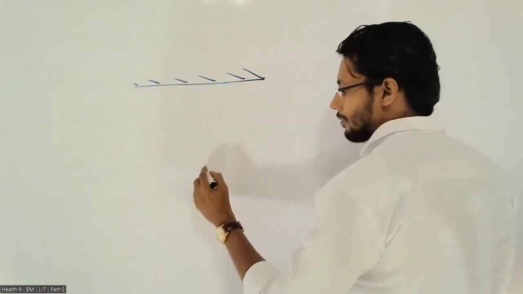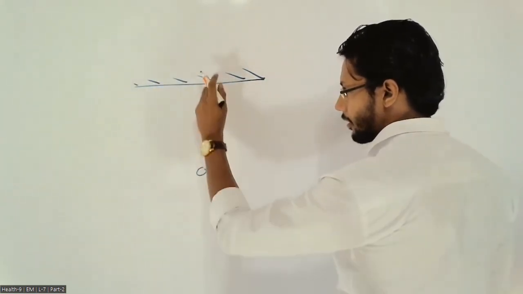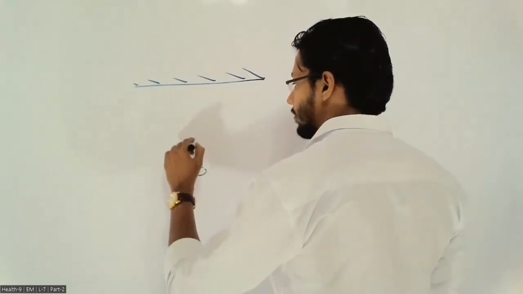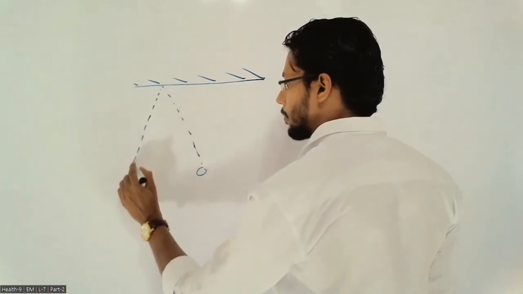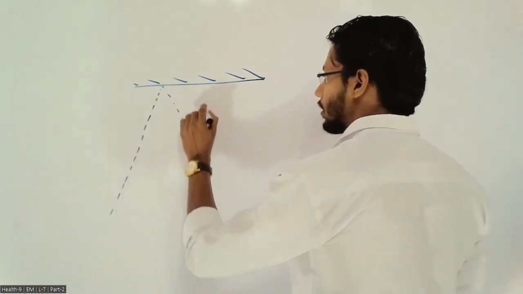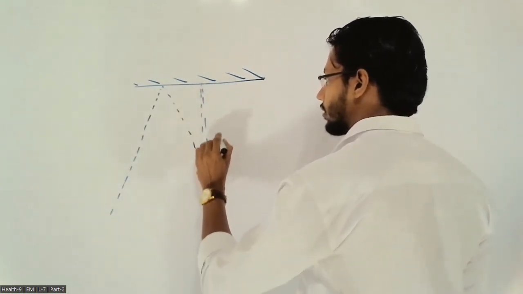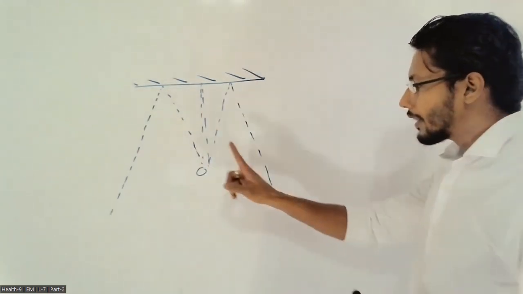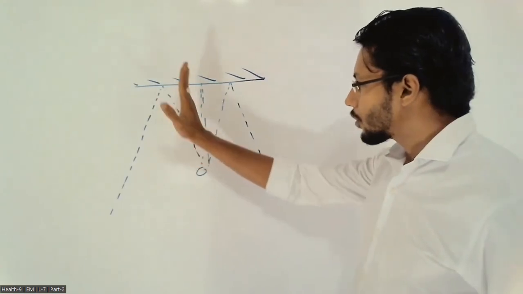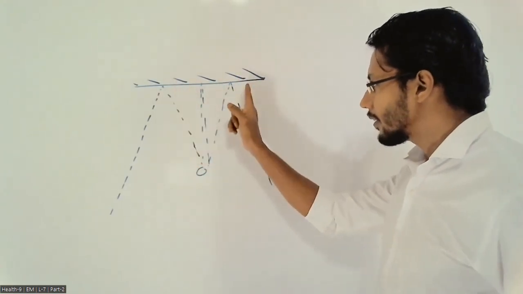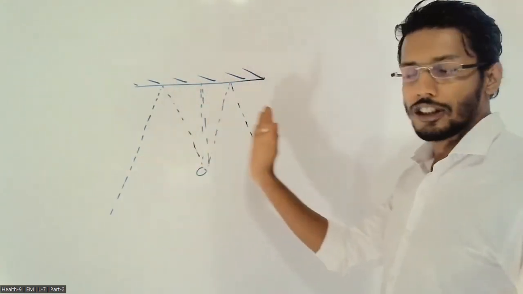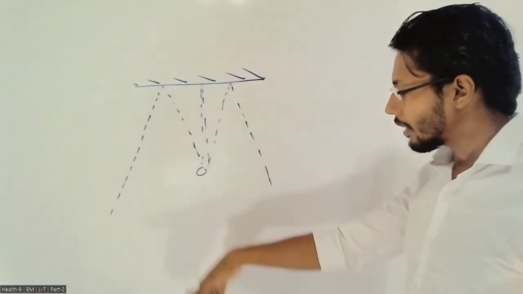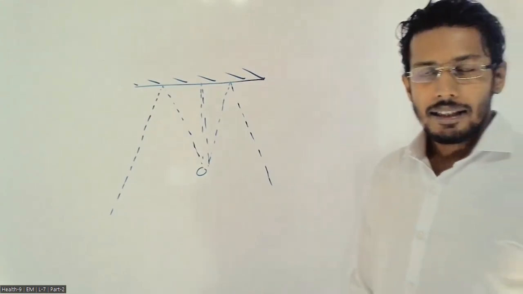Now we can be here with some distance in between the wall and the person. Right? Then we can throw the ball like this. It will bounce back like this. We can throw the ball here. It will again come back, right? So according to the angle at which we throw the ball on the wall, it will bounce back in different directions.